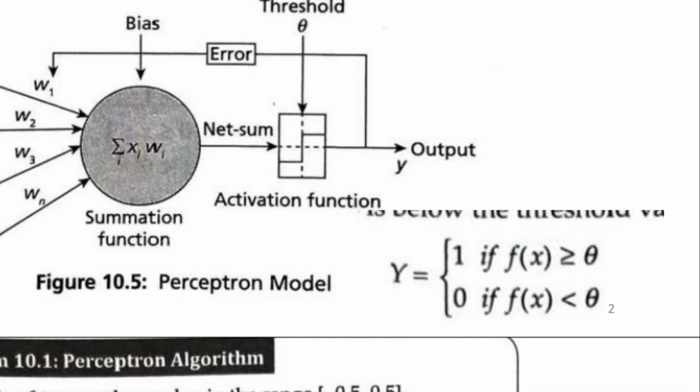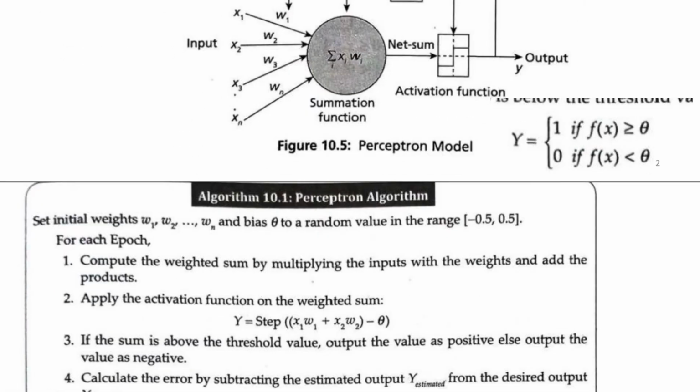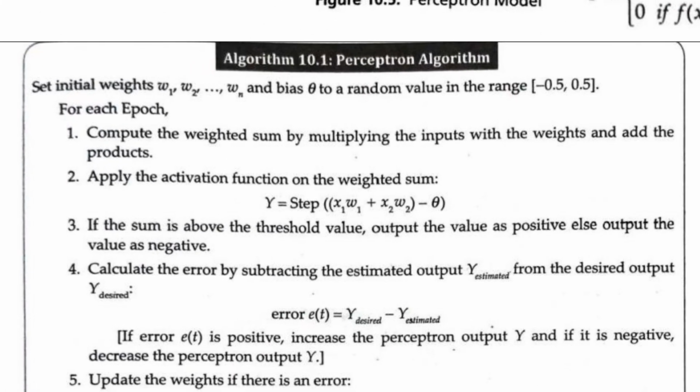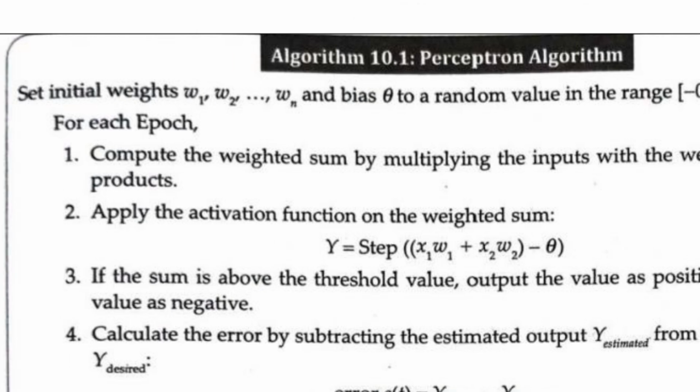Now, the output y is 1 if the summation function f of x is greater than or equal to theta, and 0 if it is less than the theta value, that is, the threshold value. The algorithm goes like this. For all the weights W1, W2, W3, till Wn, you have to start with initial weights. The bias value, that theta, has to be a random number in the range from minus 0.5 to plus 0.5.